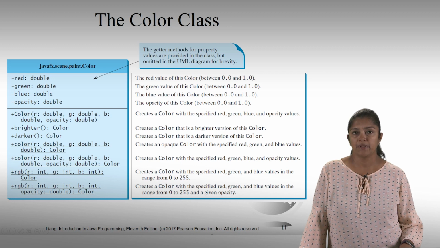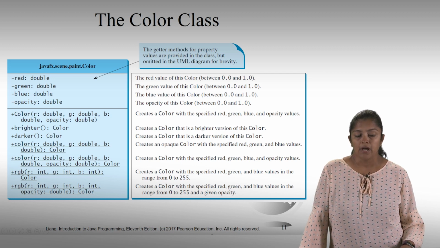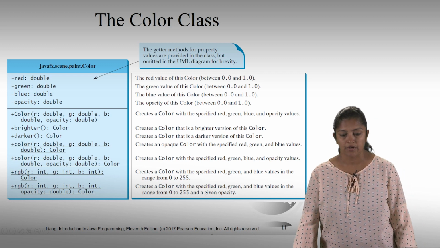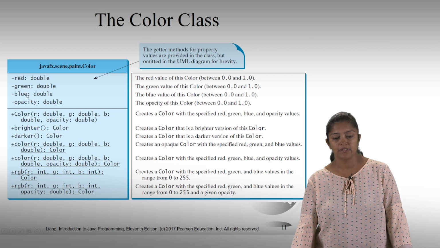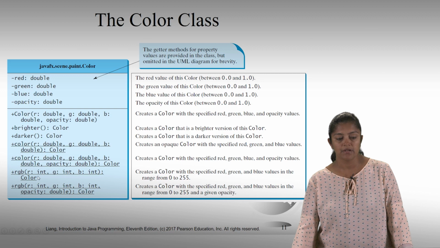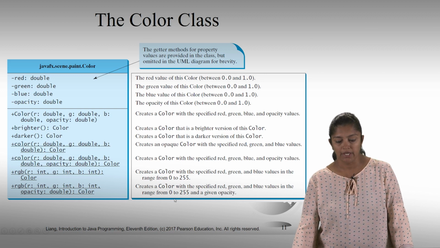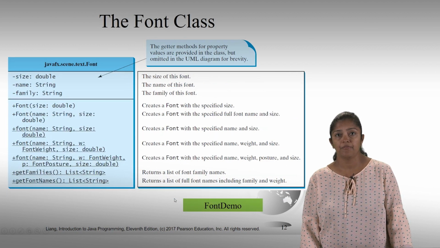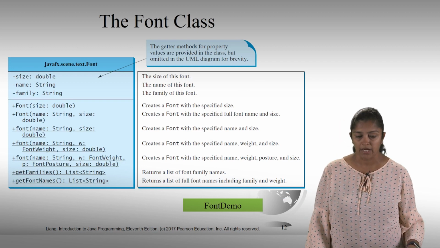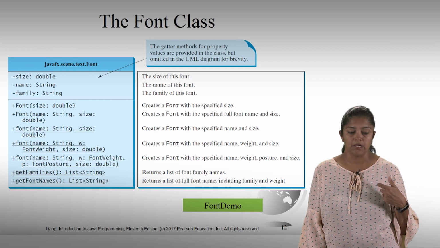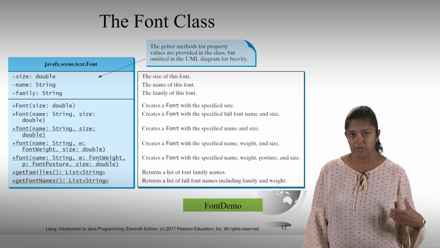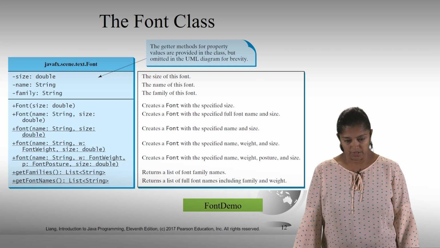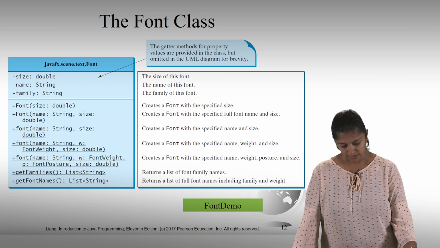There's a color class, so basically you can create a color object and use it for providing style. The color object maintains the red, green, blue values and the opacity, and there are different constructors that can be used to create the color object. Similarly, there is a font class, so a font object can be created with the size, the name and the family name. Again, there are multiple constructors using which the font object can be created.